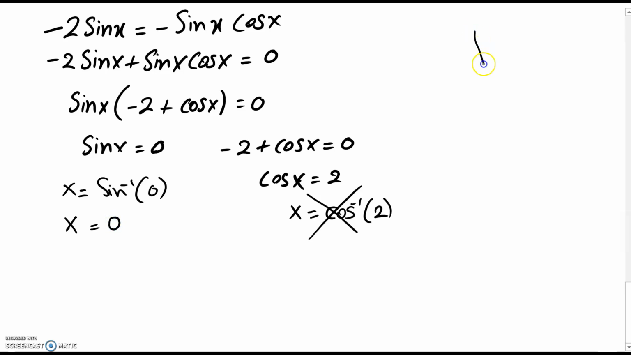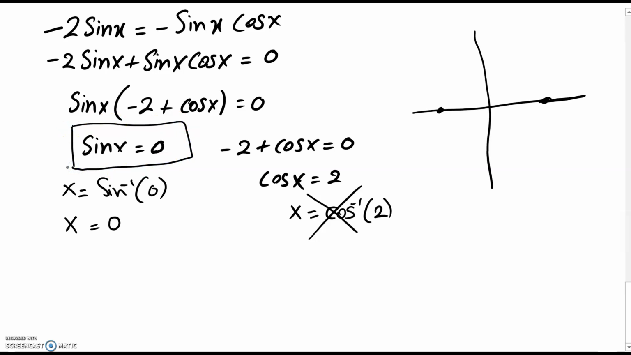Okay, now look at this. If you see the graph, then sine is 0 at this point and at this point. So for the values of x where sine x equals 0, the proper values of x are x equals 0 and also 180. If you want to write it in radian form, then 0 and pi.